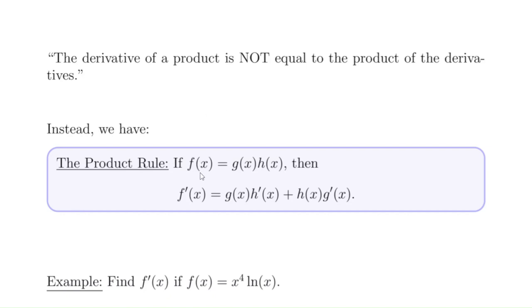So the product rule says if f of x is g of x times h of x, then f prime of x is going to be, well, I think of the g of x as like your first function and your h of x is the second function. The derivative is going to be the first function, the g, times the derivative of the second, plus the second function times the derivative of the first. Okay, that's what the product rule says. The way you take the derivative of a product of two functions is do the first function times the derivative of the second, g times h prime, plus the second function times the derivative of the first, h times g prime.